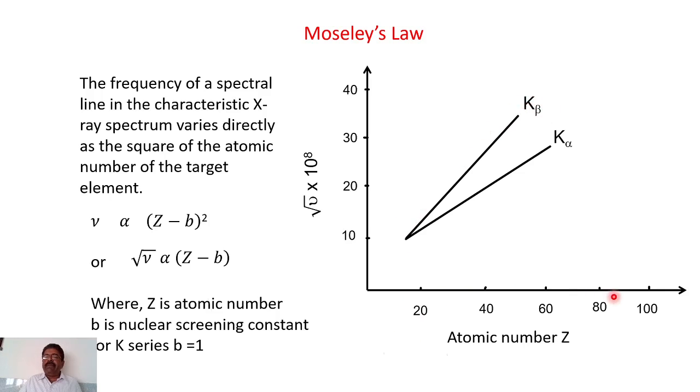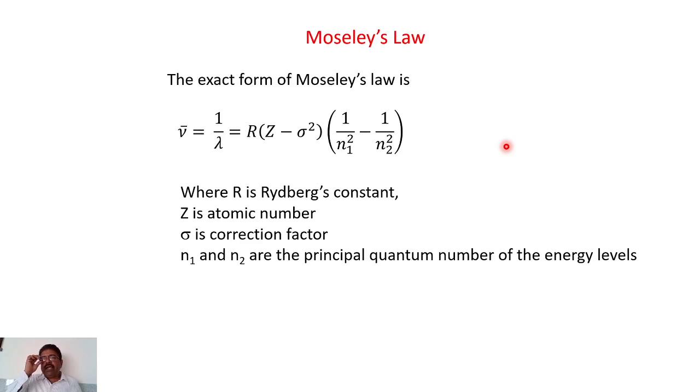So for different elements having different atomic numbers in increasing order, you can say that the frequency is linearly increasing. So it is directly proportional to the square of the atomic number. The square root of nu is plotted against the atomic number Z, and you can see these curves are quite straight lines. Now Moseley's law is very important. It has a number of applications, and we are going to see some of them now.